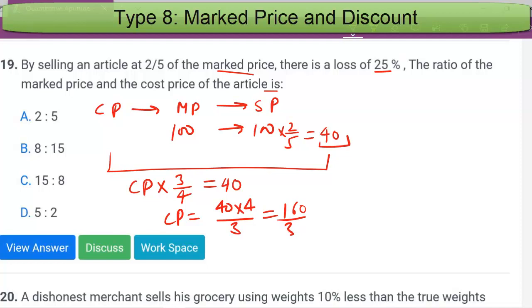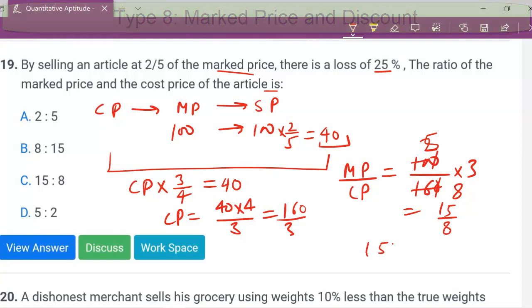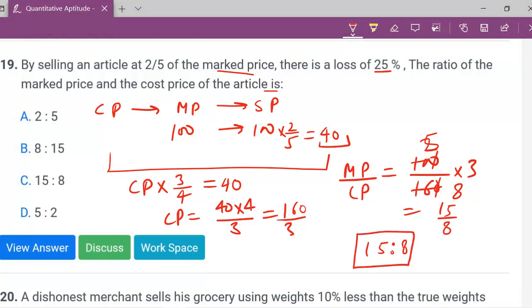Now you can find the ratio of the market price and the cost price. The market price is 100 and the cost price is 160 by 3, so 3 goes here. You can reduce it: 2 5s are 10 and 2 8s are 16, so that will be 15 by 8, or we can write it in the ratio 15:8. So this is the answer, 15:8. C is the answer.